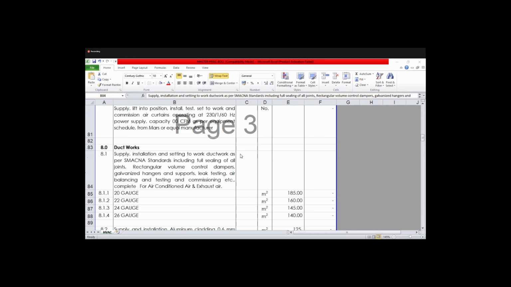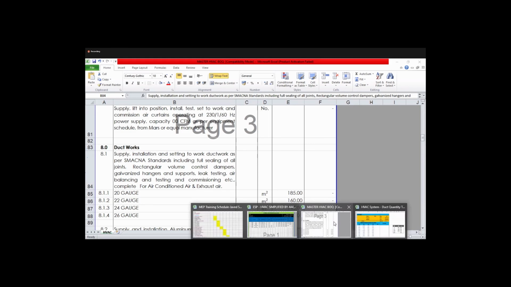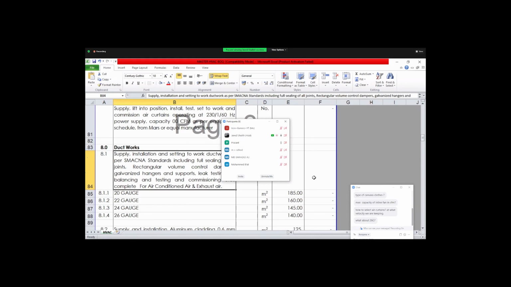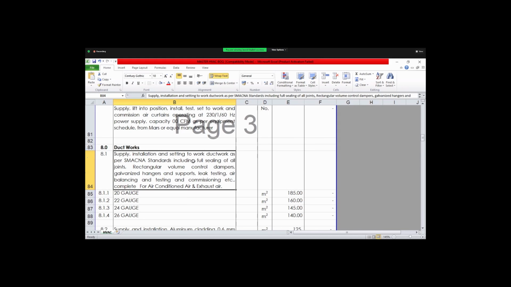Yes, so I will show you how to calculate each and everything, step by step. We can't consider the whole thing in one class, so we will go step by step. Please be patient, and we will go step by step.